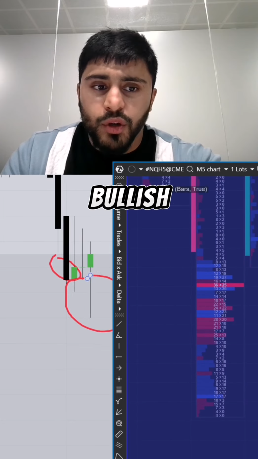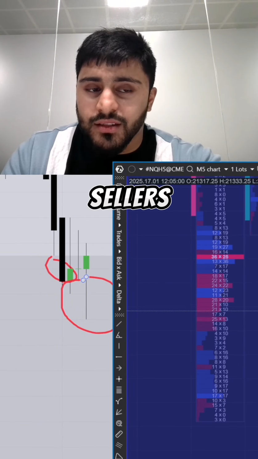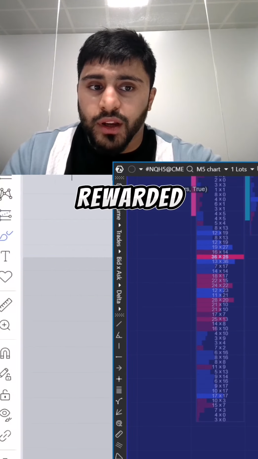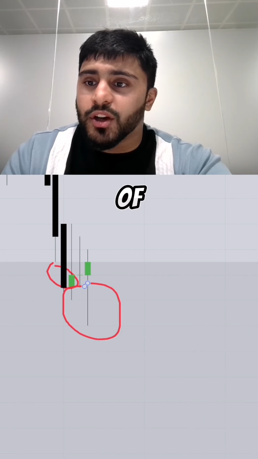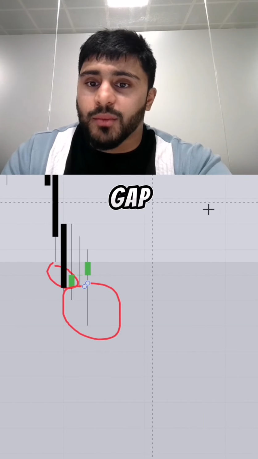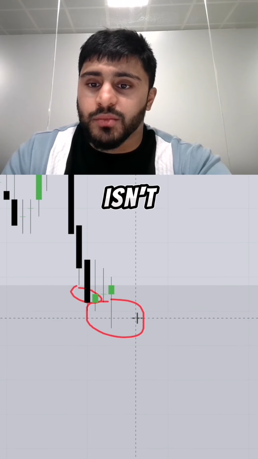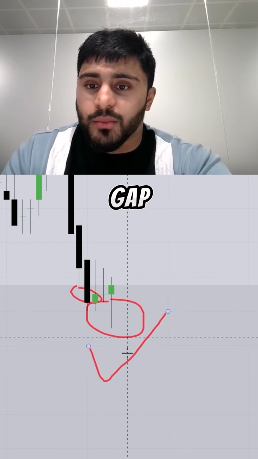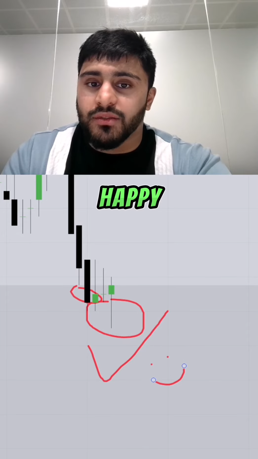So this bullish wick is really fascinating because we have lots of aggressive sellers, but none of them were being rewarded. And so because none of them were being rewarded, we can kind of assume that the fair value gap is strong, right? When we see aggressive sellers, but the market isn't being rewarded, the fair value gap is strong and it is more likely to hold. It is a happy fair value gap.